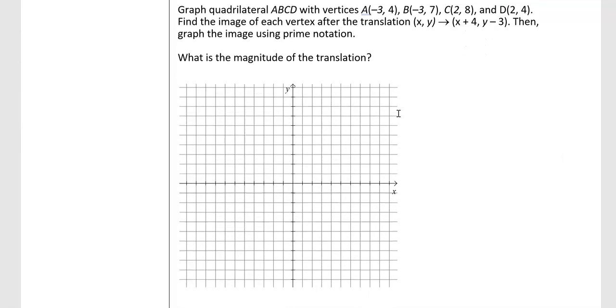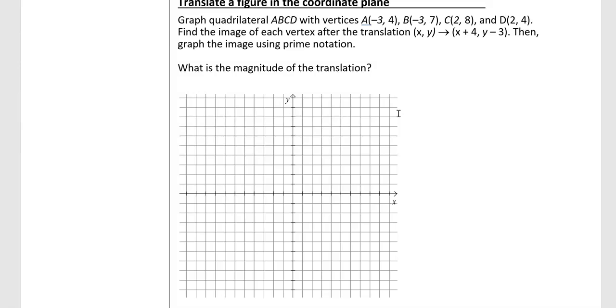Okay, let's actually do a translation here. We're going to graph it and go ahead and write it over to the side. So we are going to graph the quadrilateral with the vertices and the directions. We're going to find the image, and this is called coordinate notation. Then we're going to use prime notation, and we will also define magnitude. So will you go ahead and plot A, B, C, and D?